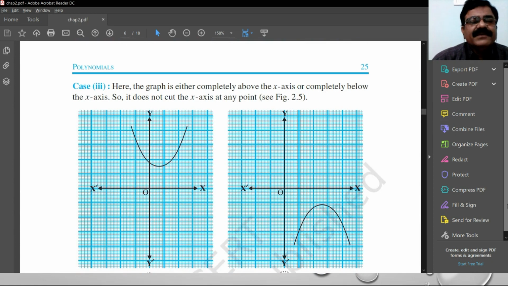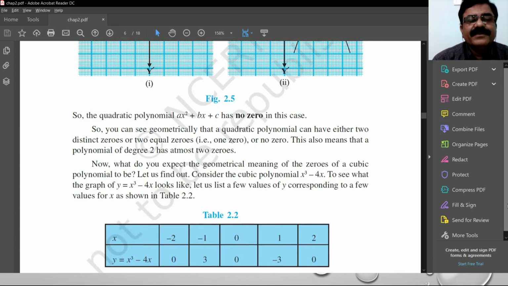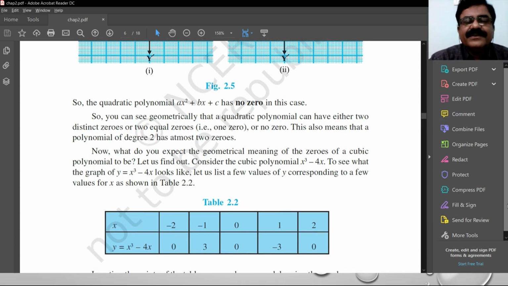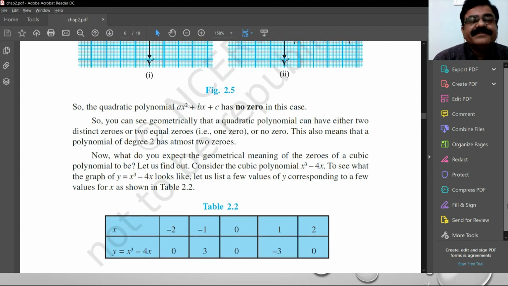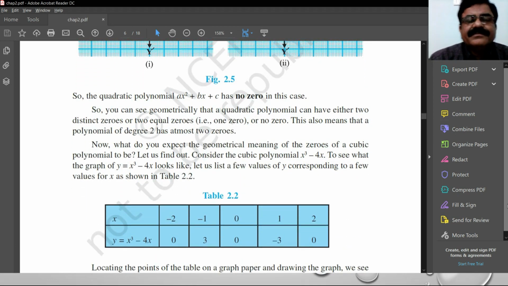Now you think about the third case. Here the graph is either completely above the x-axis or completely below the x-axis, so it does not cut the x-axis at any point. So the quadratic polynomial ax square plus bx plus c has no zero in this case. So you can see geometrically that a quadratic polynomial can have either two distinct zeros or two equal zeros, one zero, or no zero. This also means that a polynomial of degree 2 has at most two zeros.